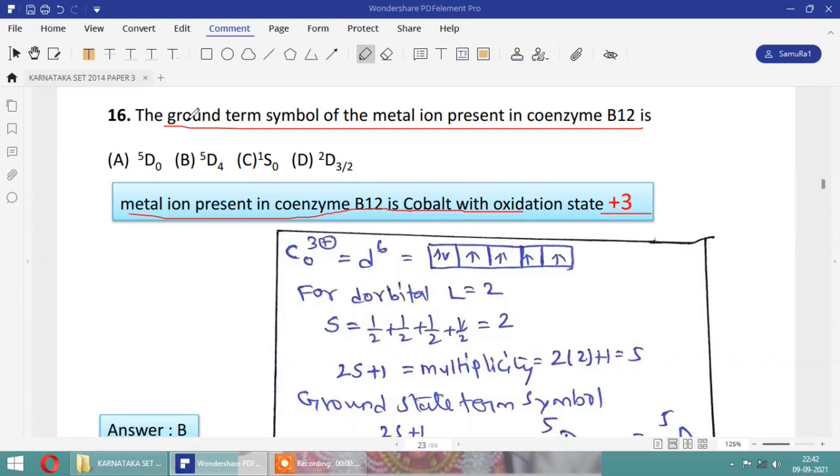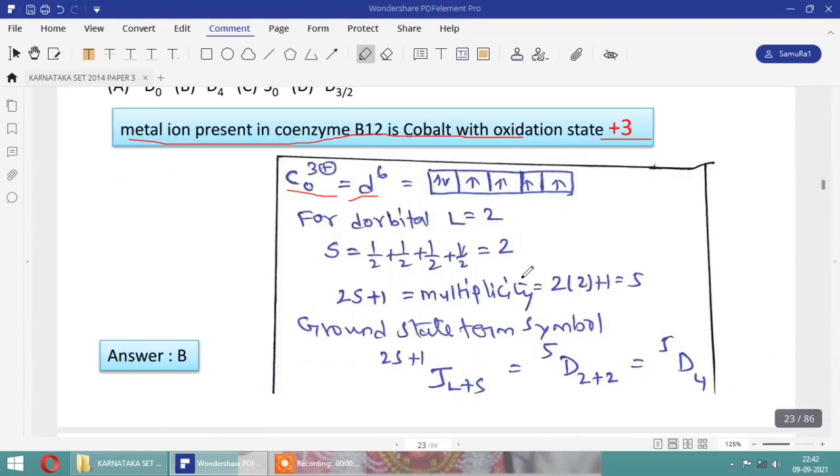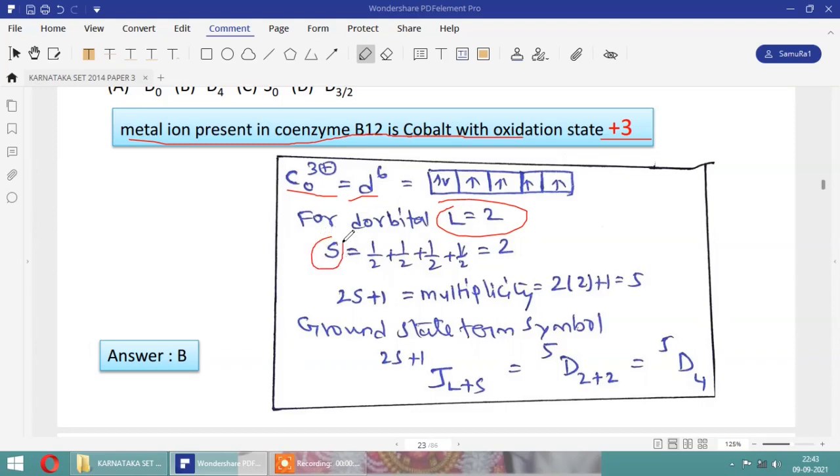So for Co3+, it's a d6 metal ion having the configuration. It has 4 unpaired electrons. Now for d orbital, you know L equal to 2. For S, there are 4 unpaired electrons, so 1/2 plus 1/2 plus 1/2 plus 1/2 equals 2. So S is equal to 2 and L equal to 2. And you calculate the multiplicity 2S plus 1, that is 5.